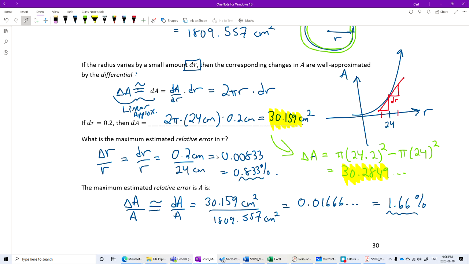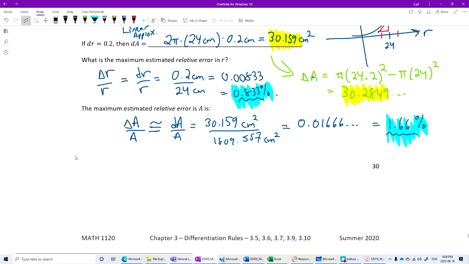Now that's interesting. Maybe you don't see it yet, but that's approximately double. That's very, very close to being double the relative error in R. Why would that be? This is approximately double that. If I double this, I'll get 1.63, 1.66. There's a really important reason here, so let's look at that. Why is delta A over A approximately double delta R over R?